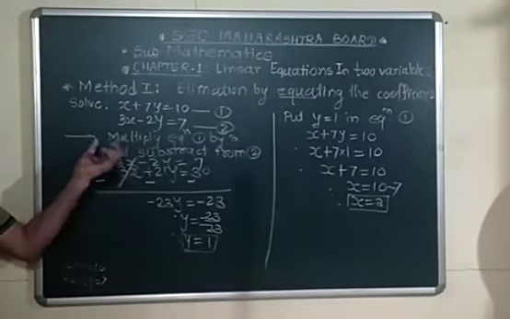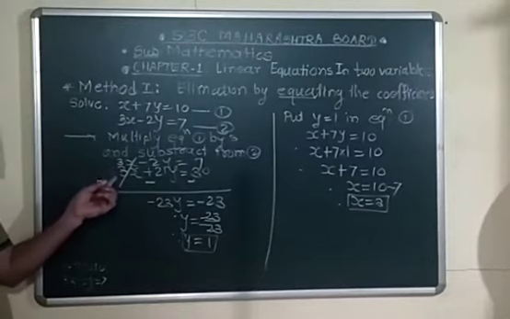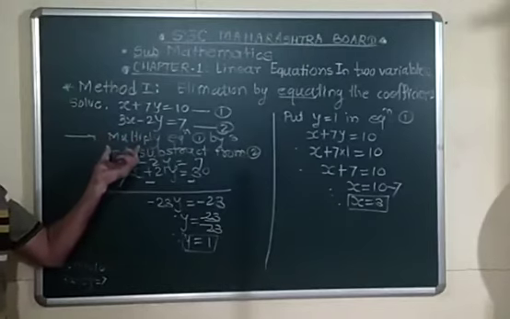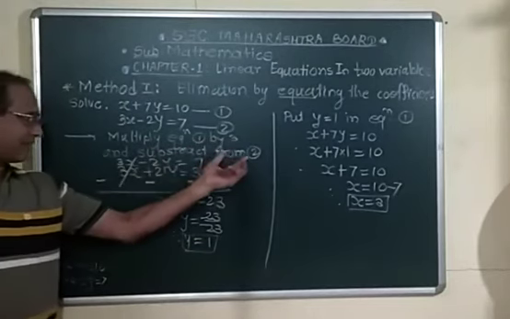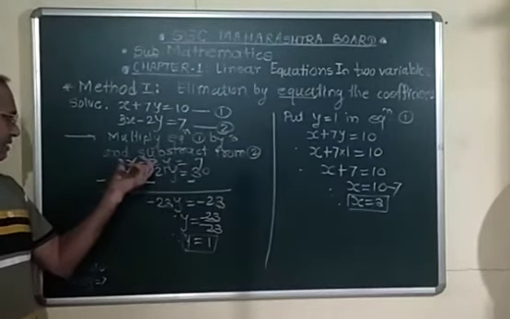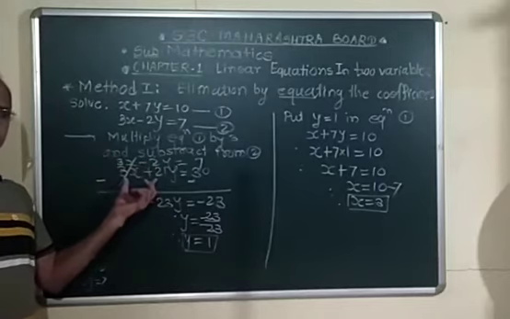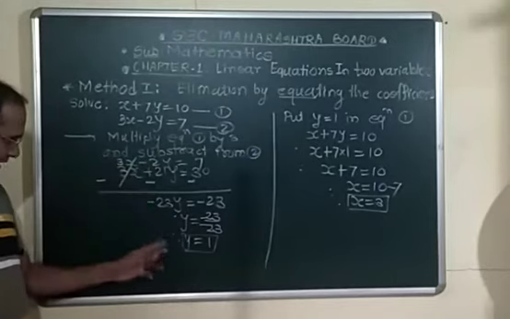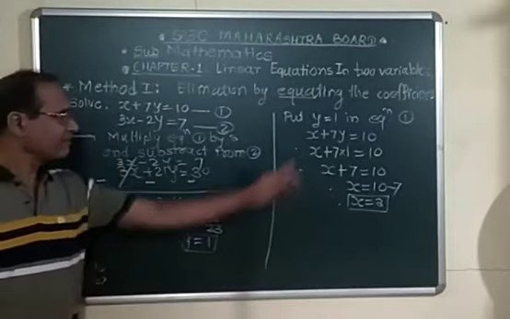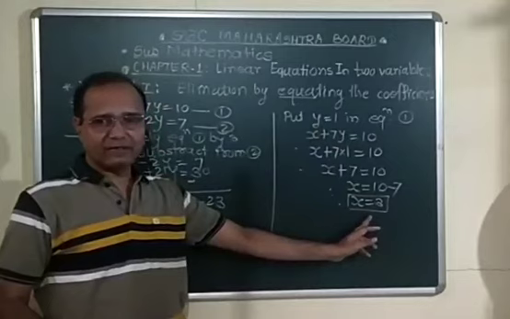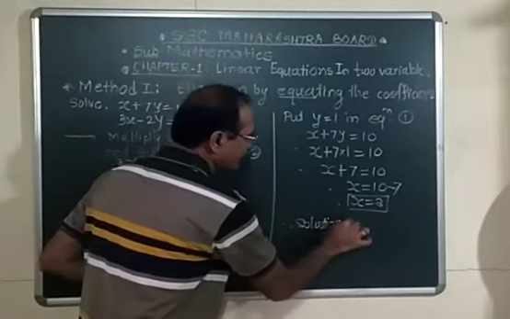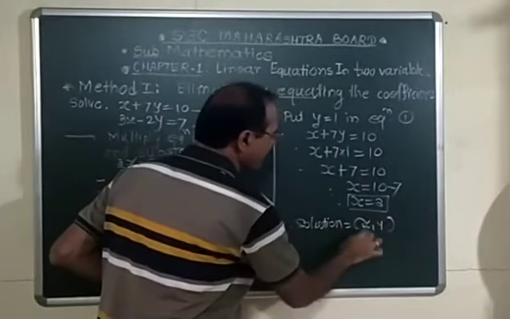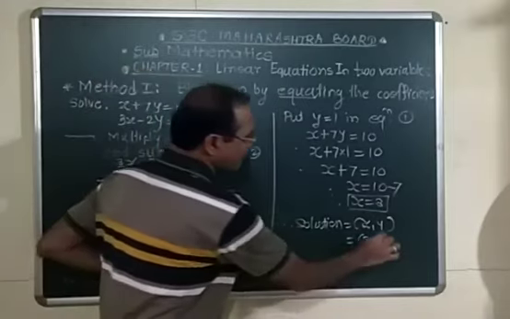Look again at how we have equated the coefficients. Here we have 3x, 3x. That is, we have equated. How have we equated? We have multiplied equation 1 by 3, and then we have subtracted it from equation 2. So this is equation number 2, and this is equation number 1 multiplied by 3. Then x vanishes, we get y. Substituting that value of y, you get the value of x. At the end, you have to write the solution: x, y is equal to, first one x is 3 and y is 1.